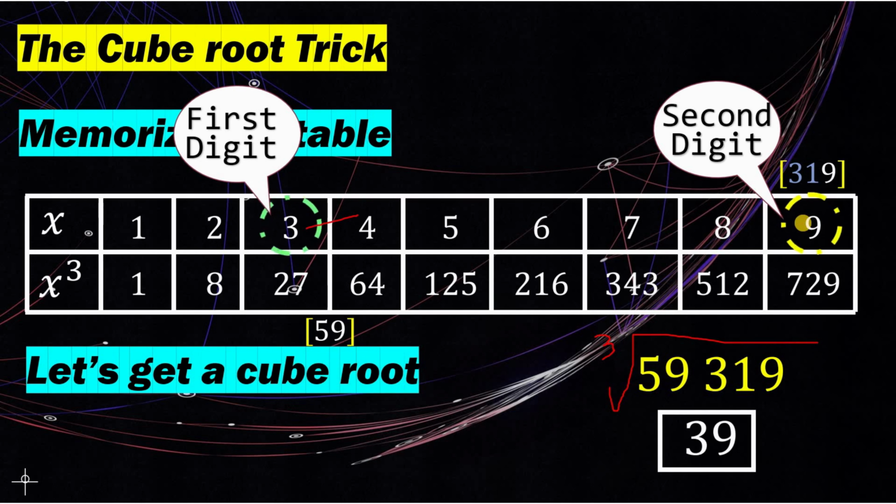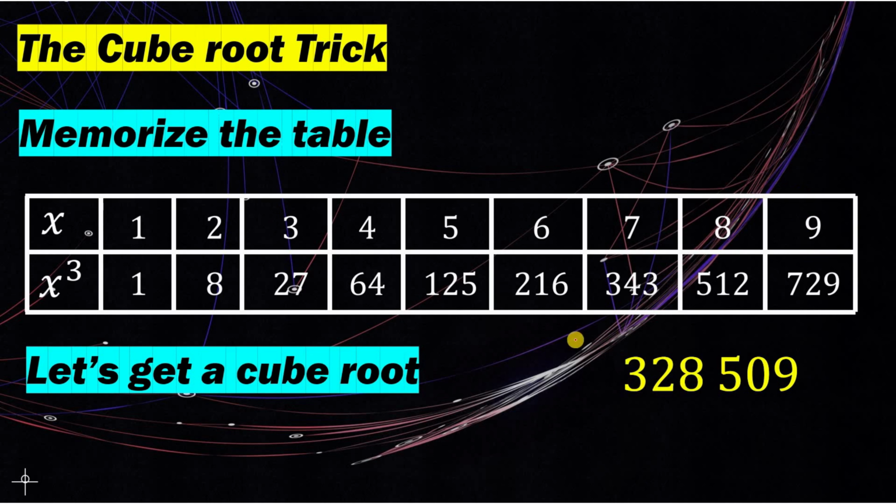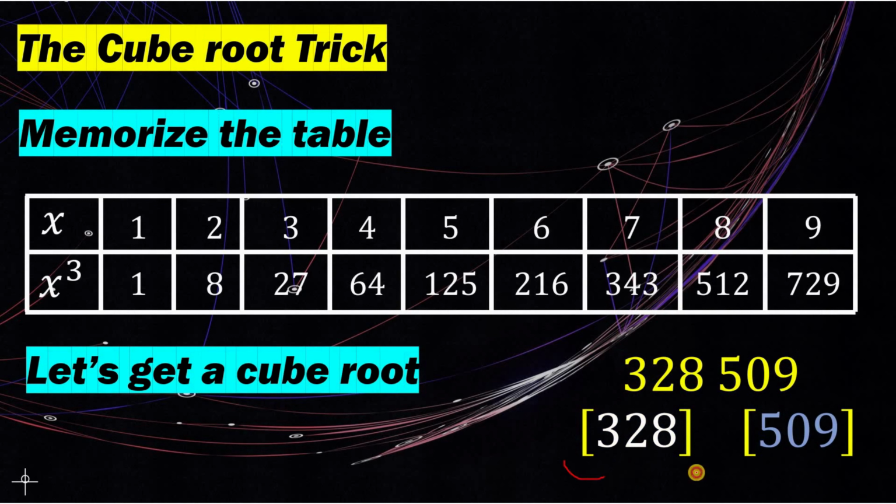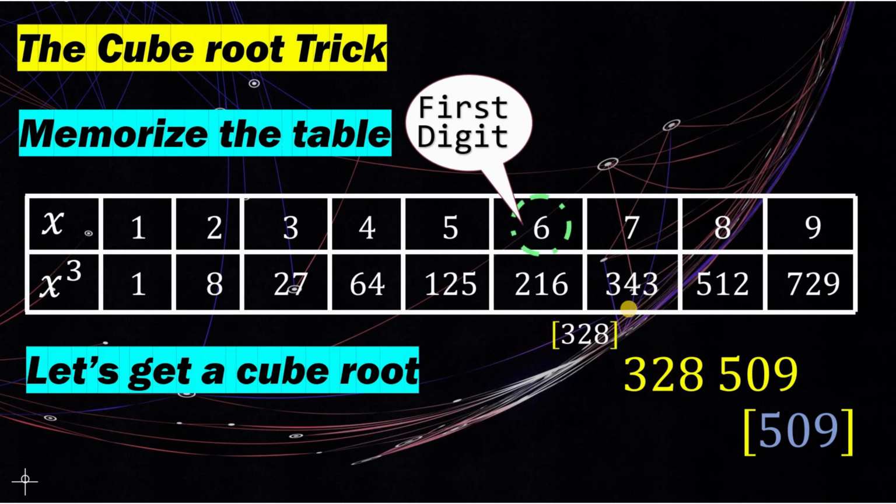Alright, now for the last example, let's have the cube root of 328,509. Again, let's group this by threes from right to left. Now, let's have 328. 328 is between 216 and 343. Let's choose the smaller one, which is 6. This 6 is our first digit.